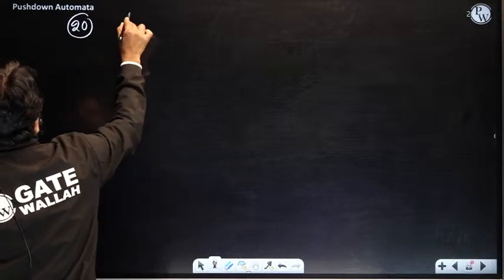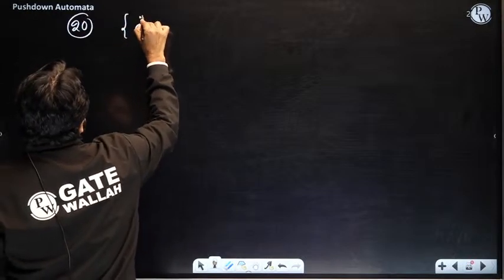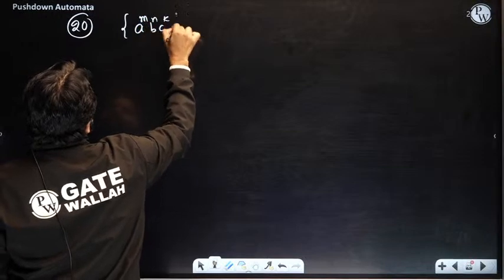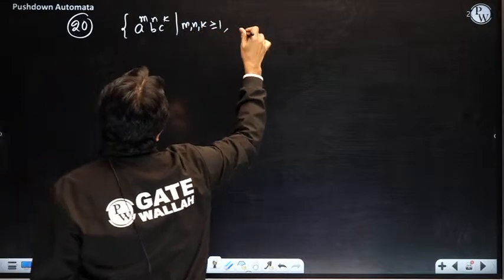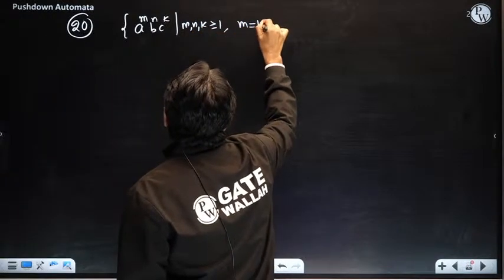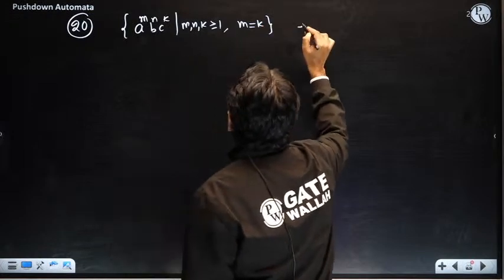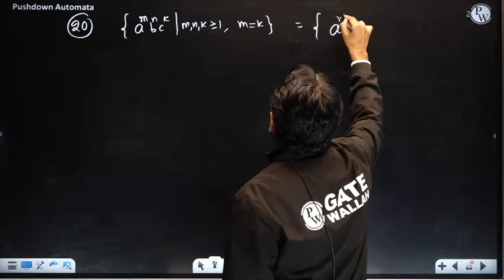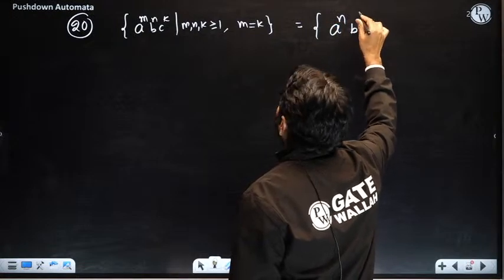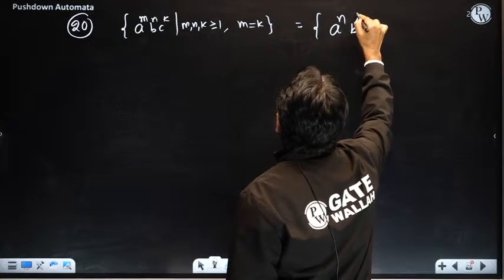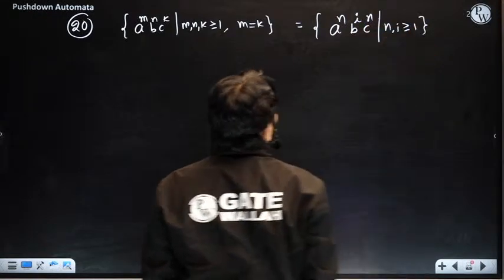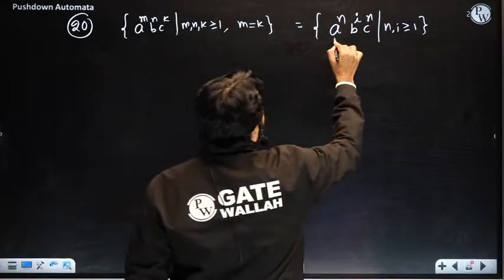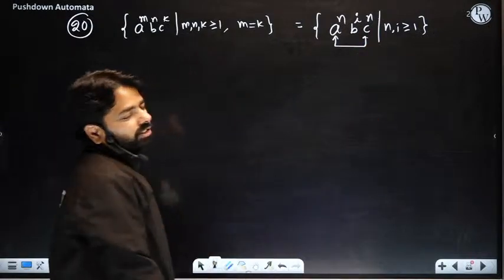So don't worry about the greater than or equal to 0 from now onwards. A power m, B power n, C power k. Previously we did m equal to n, where m, n, k are greater than or equal to 1. Now the condition is, let's do m is equal to k. It means what? It means A power n, B power something else, I, C power n, such that n, I are greater than or equal to 1. Right? A's and C's are equal now. Previously A and B were equal.